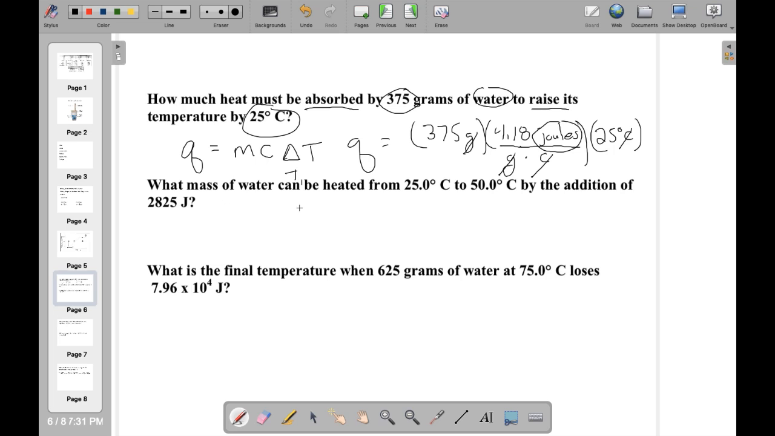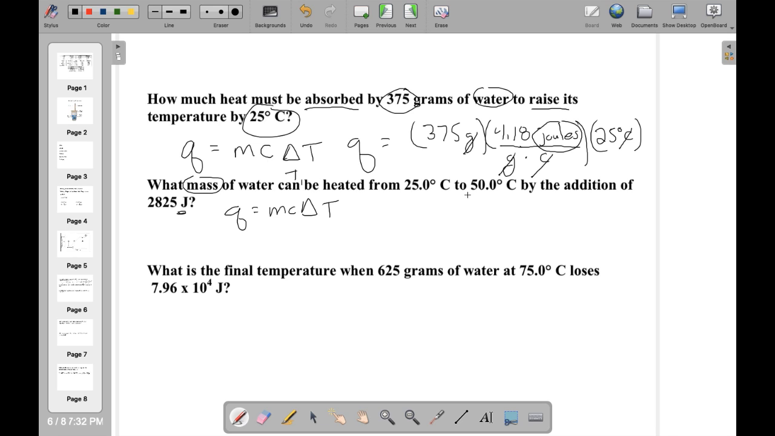All right, let's move down here. What mass of water can be heated from 25 degrees Celsius to 50 degrees Celsius by the addition of 2,825 joules? Okay, this is one of those things where we have to be able to rearrange these equations. They could give us the mass, the specific heat, the energy, and then ask us what the difference in temperature is. So there's a lot of things they can do here, and we have to be comfortable with rearranging equations in chemistry. And I've noticed that sometimes that sort of scares students too, but don't be scared about it.